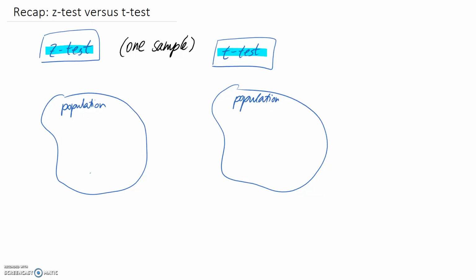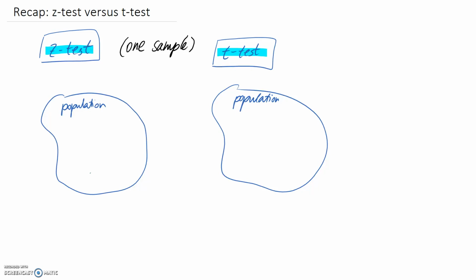So in this video, I'm going to compare the z-test and the t-test to each other. For the context of this video, I'm just going to do it with one sample. So we compare that one sample to the population, as opposed to two-sample tests where you compare two different samples against each other, which I'll do in future videos.